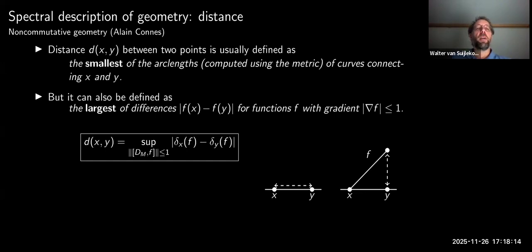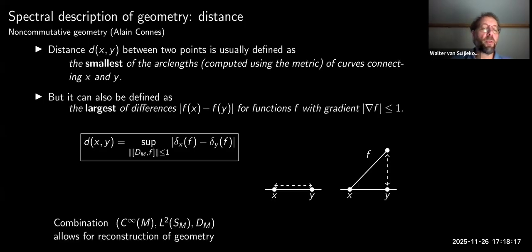Now that's actually the key to showing that if you take smooth functions, and you take them to act on some Hilbert space, on which you also have a Dirac type operator acting, then with this formula, you can at least reconstruct the metric of this geometry. And that's one of the key steps in generalizing Riemannian geometry to non-commutative spaces.